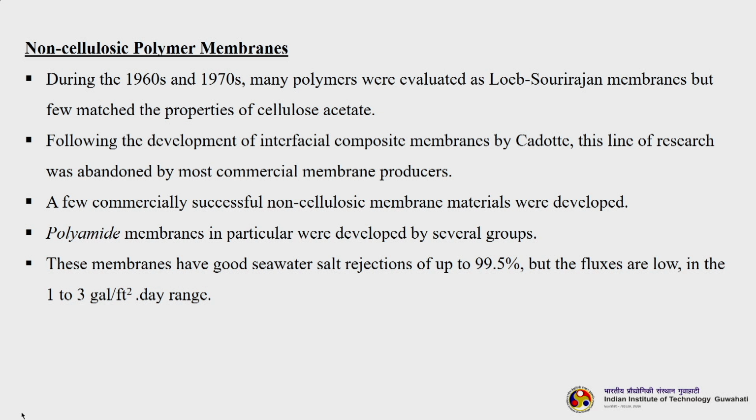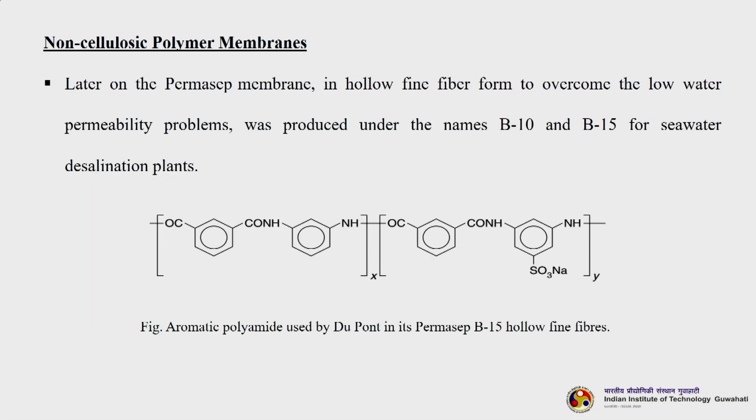Nevertheless, a few commercially successful non-cellulosic membrane materials were developed. Polyamide is one such membrane material which is widely used and developed by several membrane manufacturers. These membranes have good seawater salt rejection of up to almost 99.5%, but the fluxes are very low, in the range of 1 to 3 gallons per square foot per day. Due to the extremely low flux, these non-cellulosic membrane materials have not gained much importance for preparing RO membranes. Later, the Permasep membrane in hollow fiber form used aromatic polyamide.